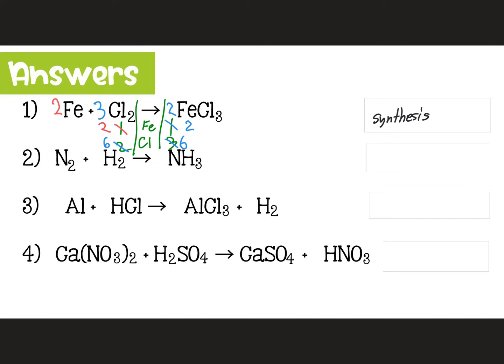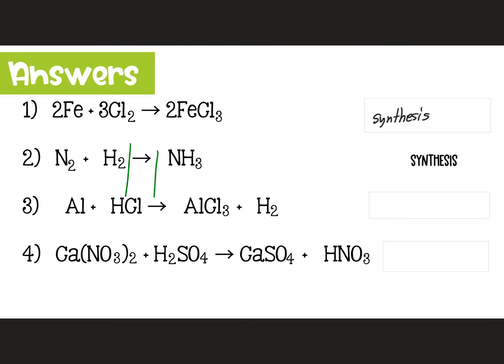This would also be a synthesis reaction. Now let's look at the number of nitrogens and hydrogens on each side. The reactants have 2 of each, and the products have 1 nitrogen and 3 hydrogens. To make the number of nitrogens the same on both sides, we would need to double the amount of ammonia. That changes the amount of hydrogens as well to 6. So in order to balance the hydrogens, we need to triple the number of hydrogen molecules.